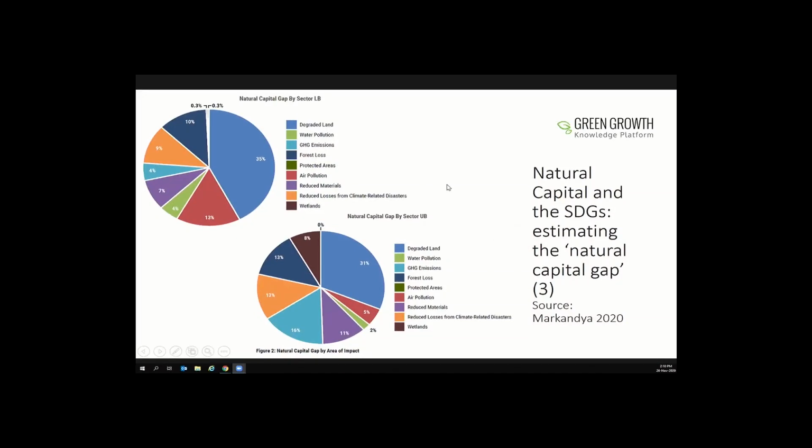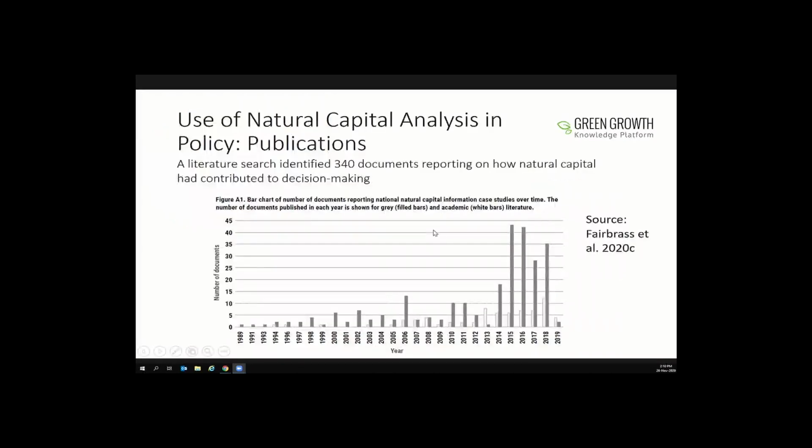This is his estimate of the way in which the overall gap is broken down into these different forms of natural capital, and that's the lower bound, and this is the upper bound, and you can see that actually the lower and upper bounds do make quite a lot of difference to the pie chart as to how these various forms of natural capital are distributed.